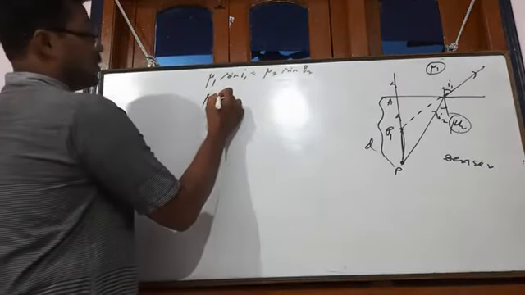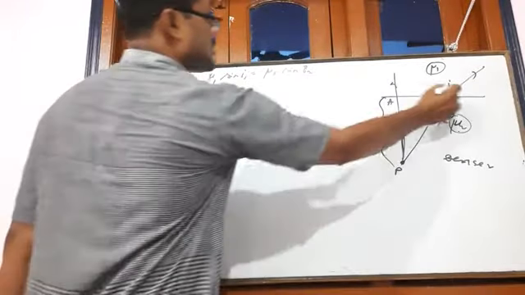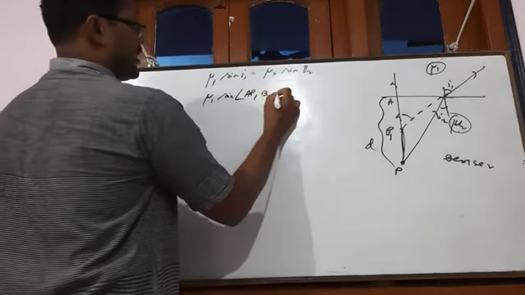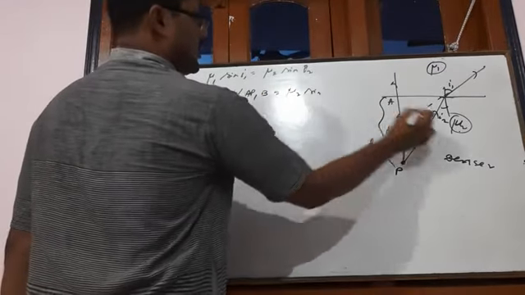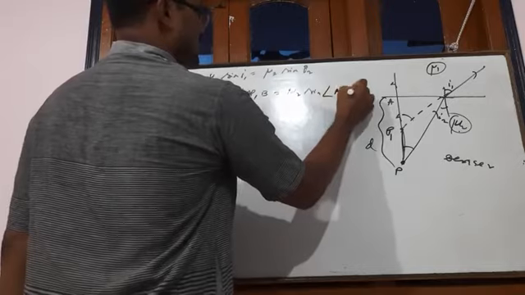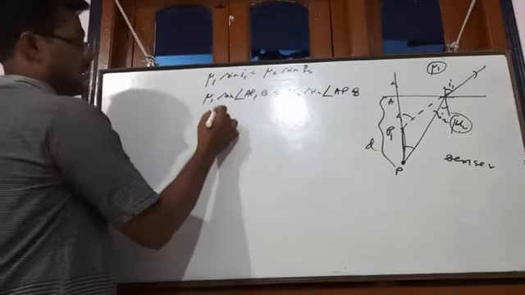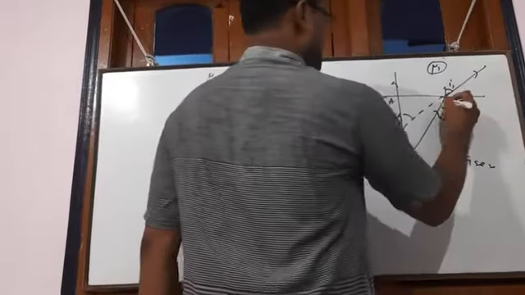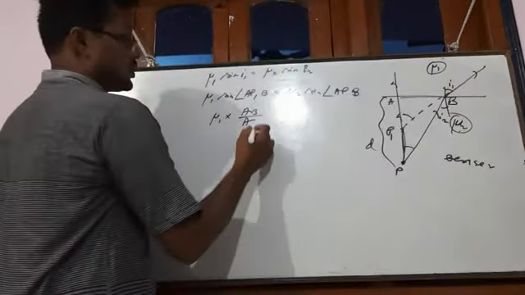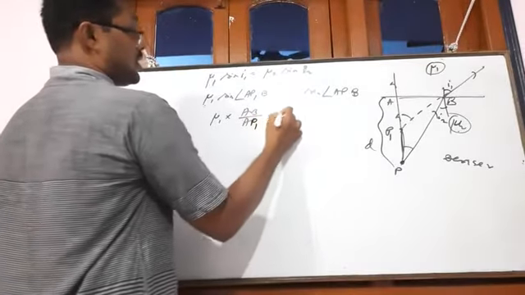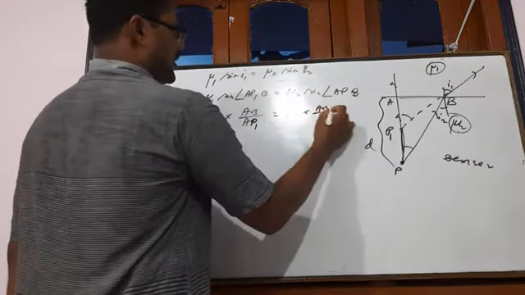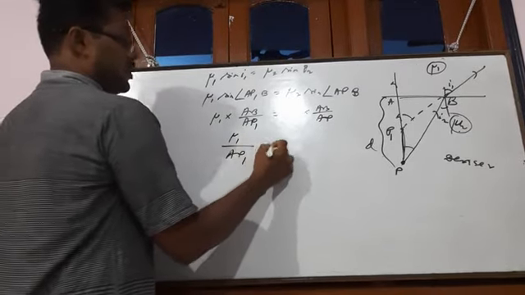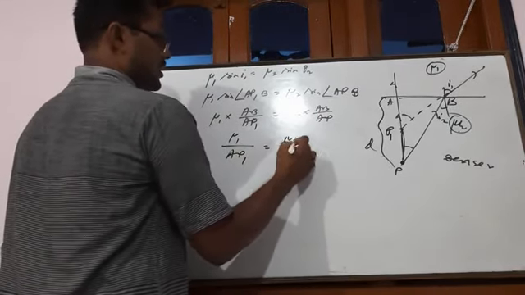Now mu1 into sin I1, I1 means this angle AP1B, equals mu2 into sin I2, which means this angle APB. Now here we can write mu1 into AB by AP1, I am considering this one as B, equals mu2 into AB by AP. So here we are getting mu1 by AP1 equals mu2 by AP.